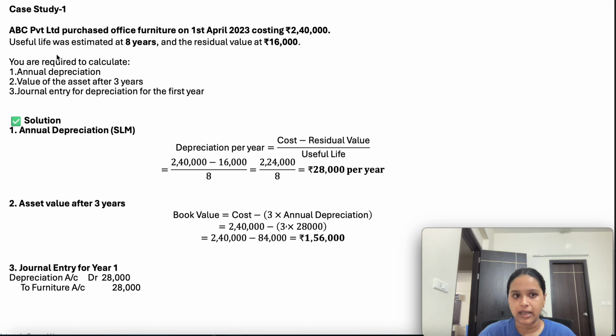And on the second part, what they need is the value of the asset after 3 years. So 28,000 we have to charge every year, so we can multiply by 3 years. Through this we can calculate how much total depreciation we can charge in 3 years, and we can reduce it from the cost. Okay, and what will be the journal entry for depreciation? Depreciation account debit to furniture and P&L account debit to depreciation.